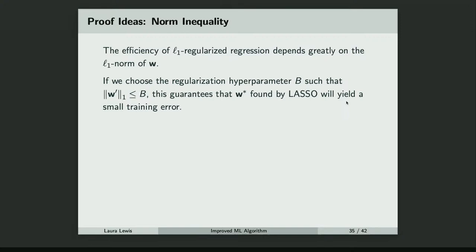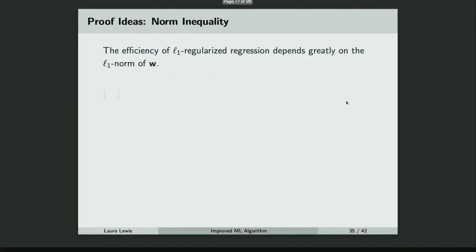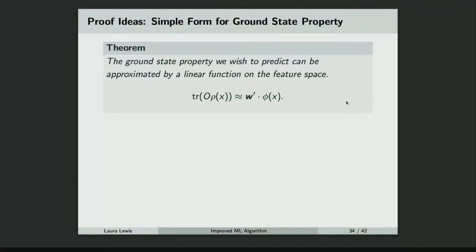important, because if we choose this regularization hyperparameter B such that the one norm of W prime is bounded above by B, then this will guarantee that whatever W star was found by lasso, even though this could vary greatly from what W prime was, standard learning theory gives us that whatever W star is found will yield a small training error. So this is how we choose B. We choose B such that the one norm of W prime is bounded above by B. And remember, W prime was this specific vector here.